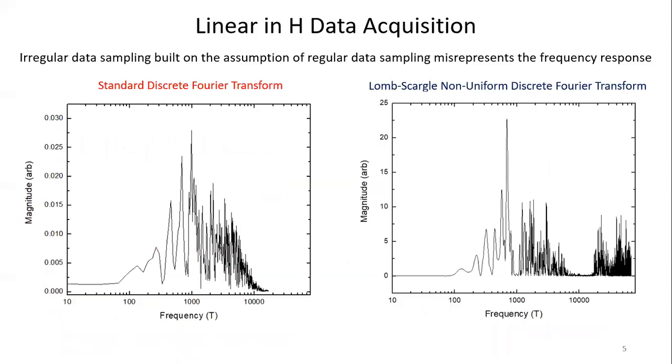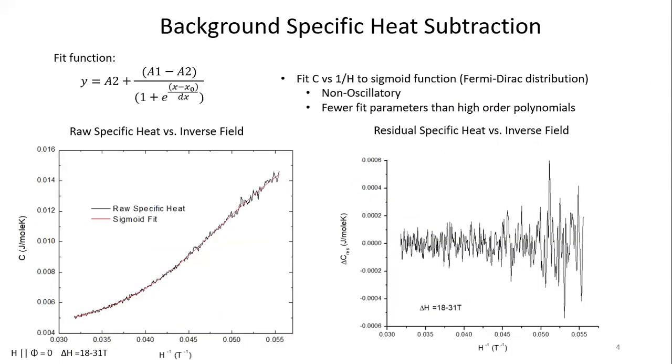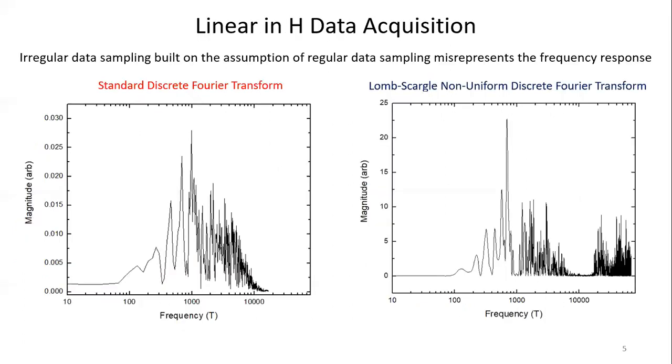That leads us to the second issue that needs to be taken into account, in that we are taking data linearly in field. Here I have shown a discrete Fourier transform and a non-uniform discrete Fourier transform of this data set on the right, the residual specific heat versus inverse field for one of our runs.